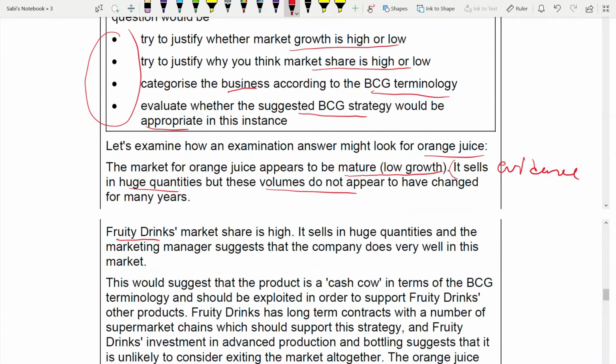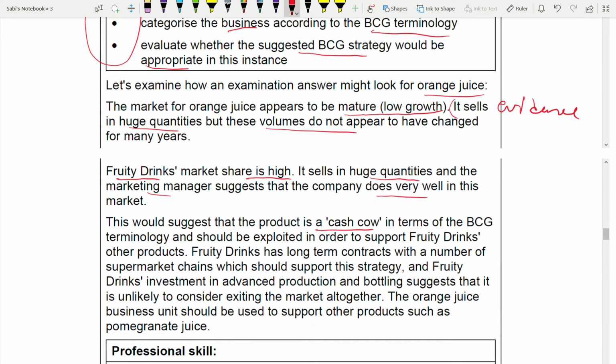Okay, fruit drinks market share is high. It sells in huge quantities. And the market manager is also saying that the company does very well in this market. So again you can say this would suggest that the product is a cash cow. You are comparing this with the share, the largest market share.